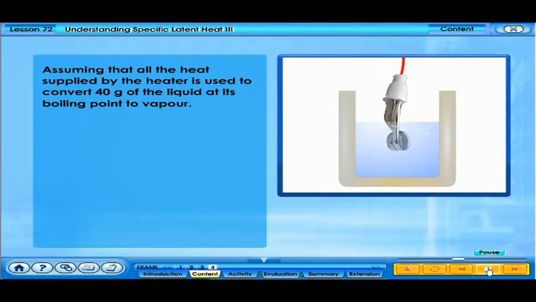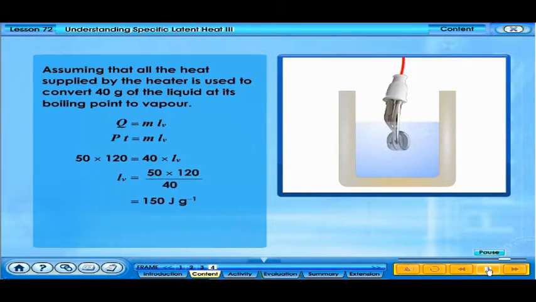Assuming that all the heat supplied by the heater is used to convert 40 grams of the liquid at its boiling point to vapor, Q equals M times LV. Power supplied times time equals mass times specific latent heat. Therefore, the specific latent heat equals 50 joule per second times 120 second over 40 grams, which equals 150 joule per gram.